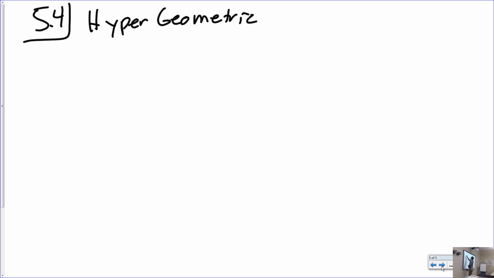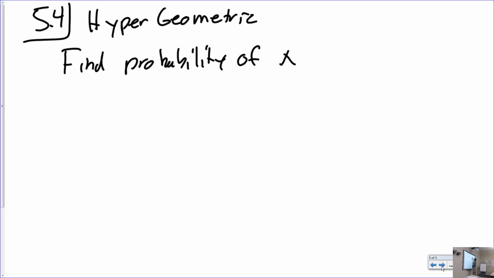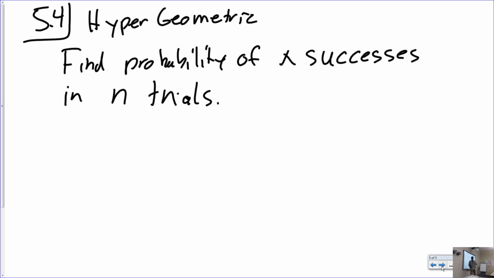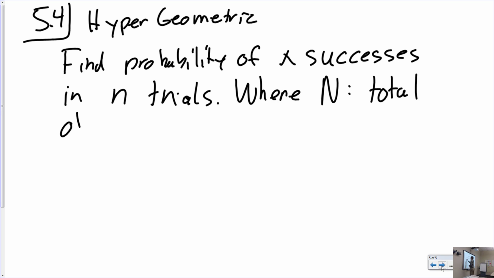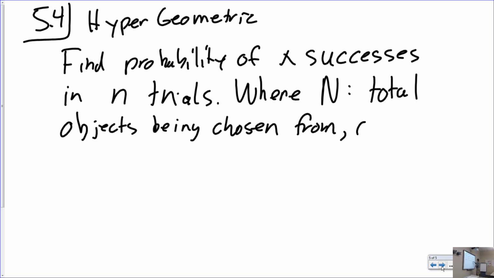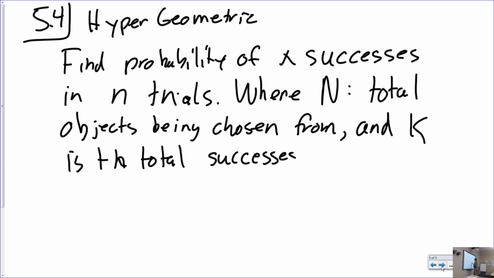Well, the idea is it's finding the probability of X successes in n trials, where N is the total objects being chosen from, and K is the total successes available.